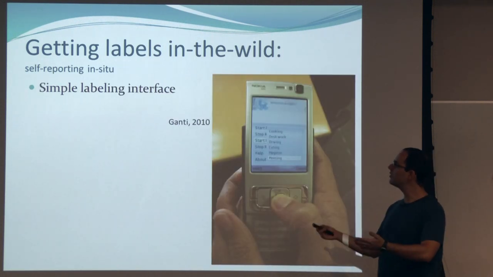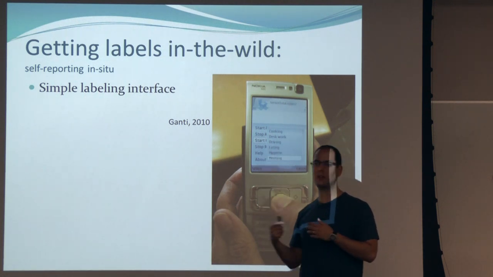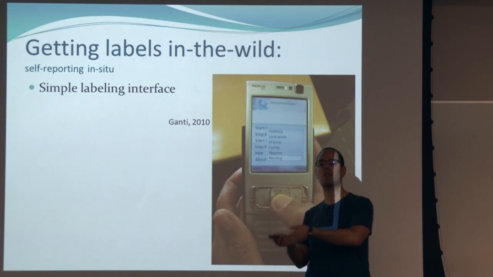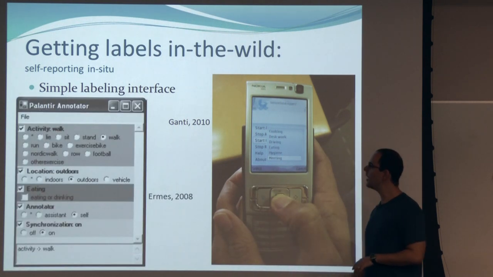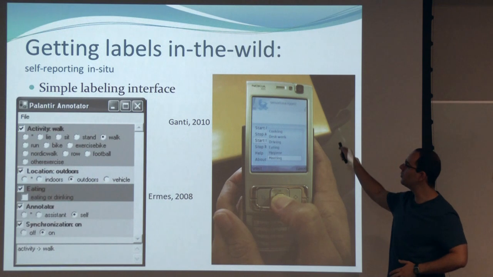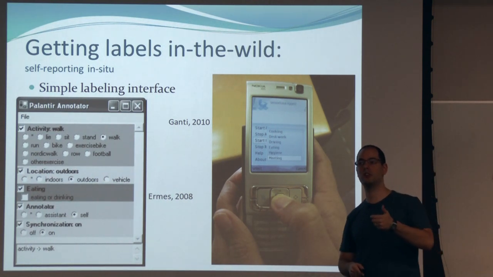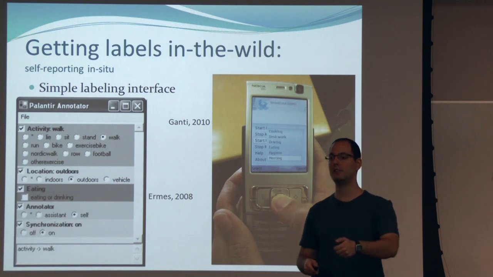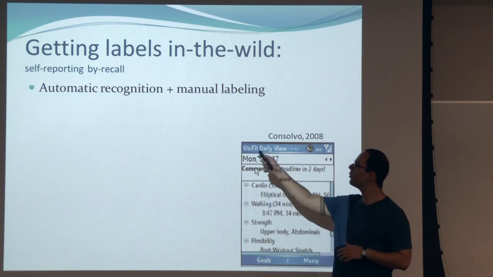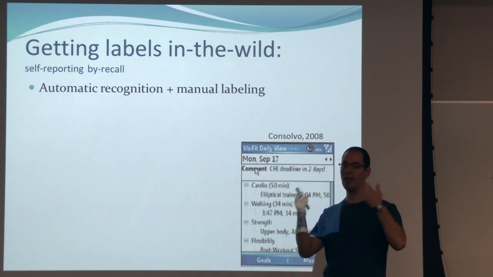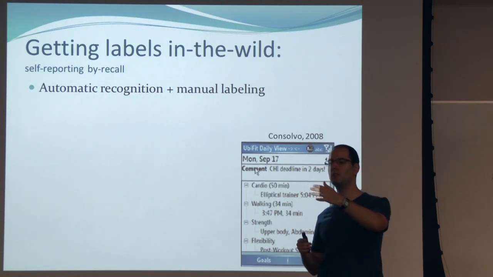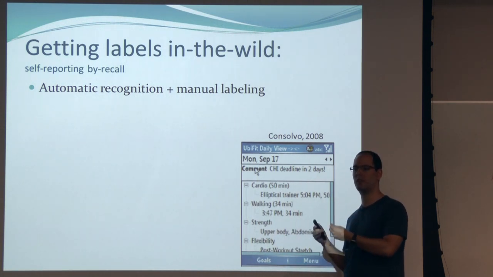So the alternative is to use self-reporting, and with self-reporting there have been different approaches suggested. One of them is self-reporting in situ, meaning at the moment, in real time, and for that purpose, researchers designed these simple interfaces where the person could select an activity from a list and mark when they're starting, mark when they're ending the activity. And another approach is self-reporting by recall, when you think back on your past activity. And that may be prone to memory bias, like you mentioned. So there are different solutions to try to avoid that memory bias.